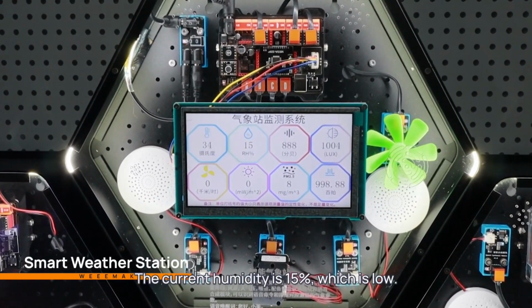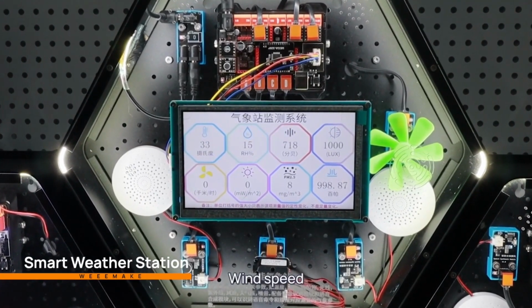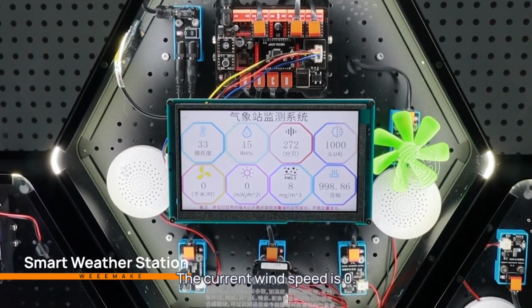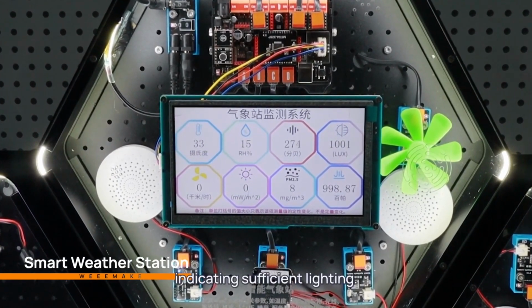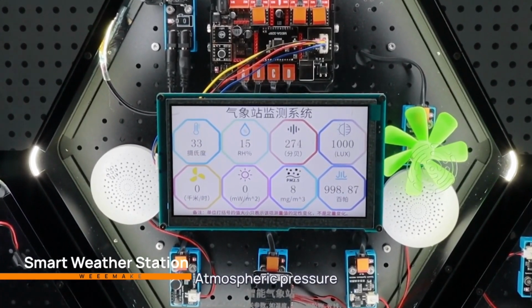Humidity. The current humidity is 15%, which is low. Wind speed. The current wind speed is 0. Light intensity. The current light intensity is 1000, indicating sufficient lighting. Atmospheric pressure.